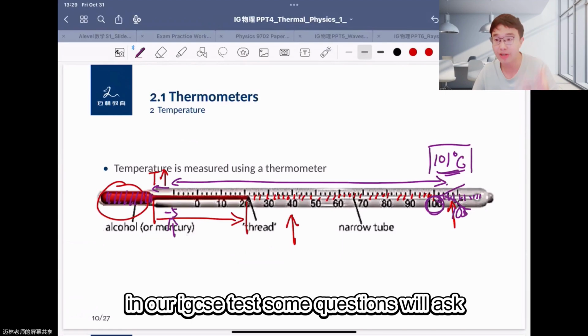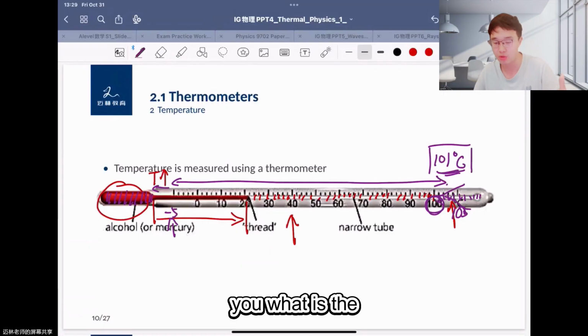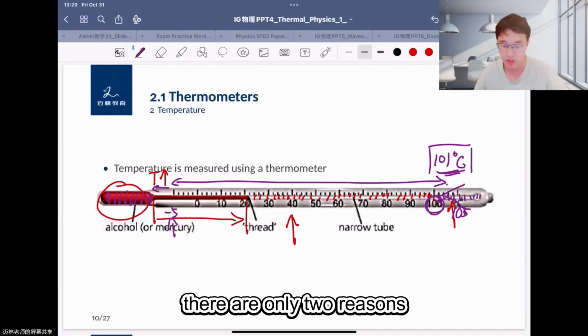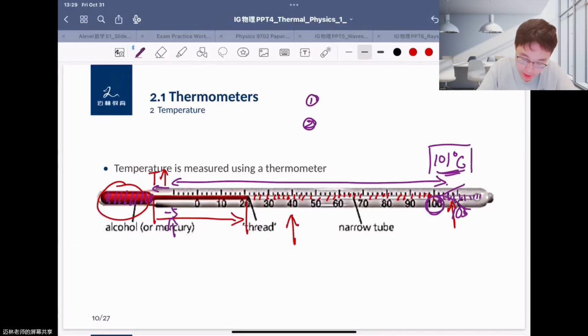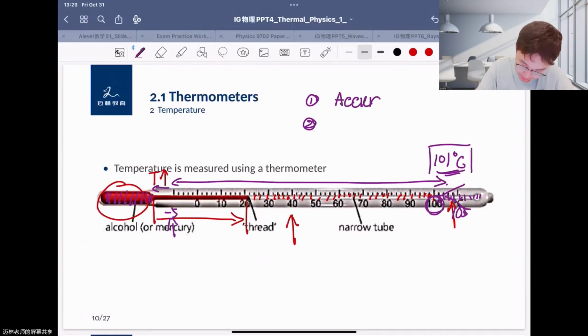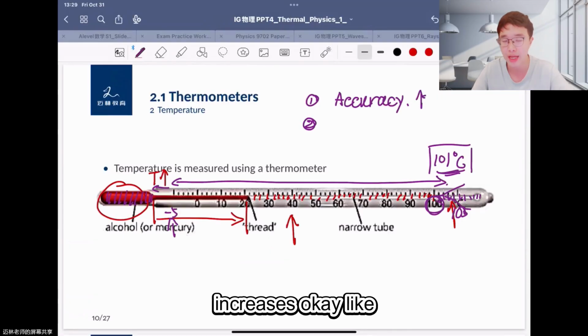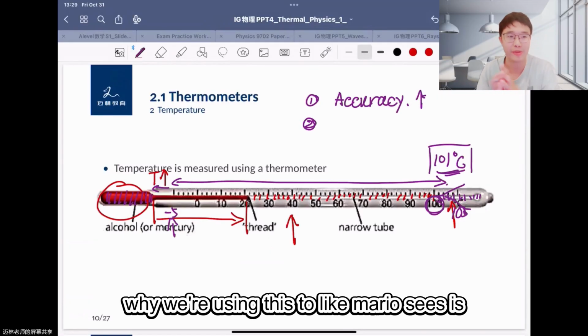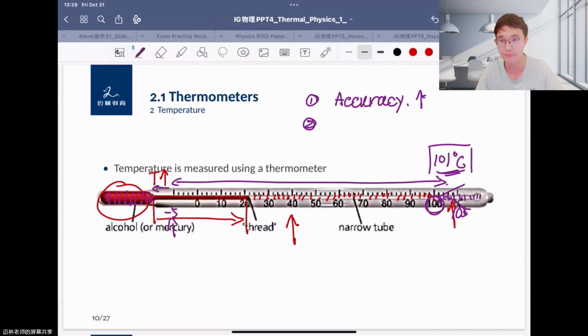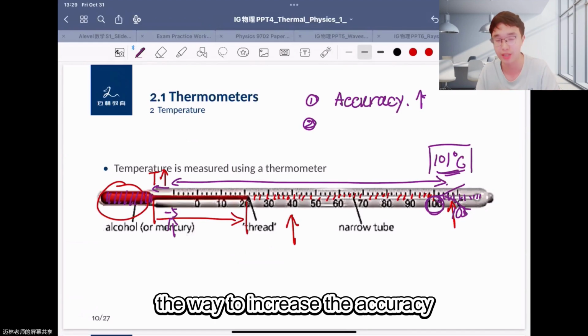So in our IGCSE test, some questions will ask you what the advantages are of using this method. There are only two reasons. The first reason is to increase our accuracy. Okay, make the accuracy increase. Like why you are using the insulator, we said that it can reduce heat transfer. Okay, that can preserve the heat. This is a way to increase the accuracy.